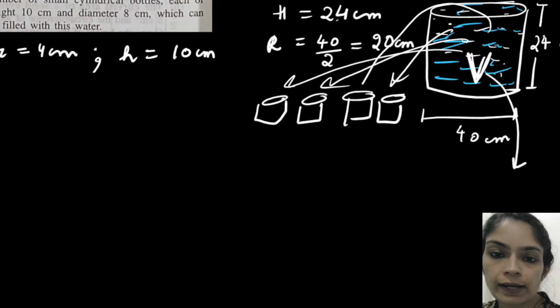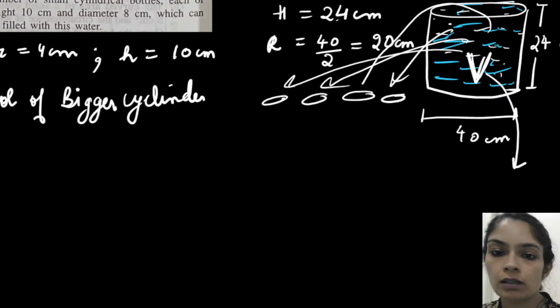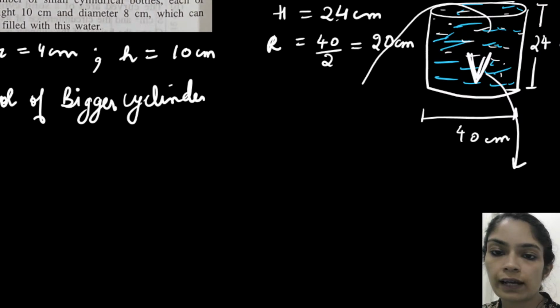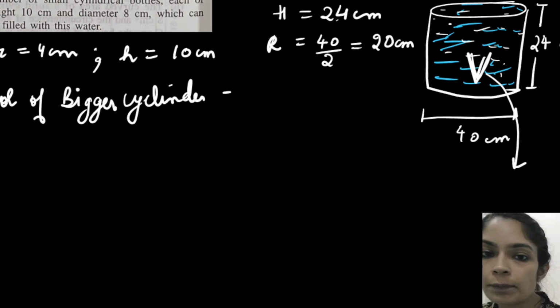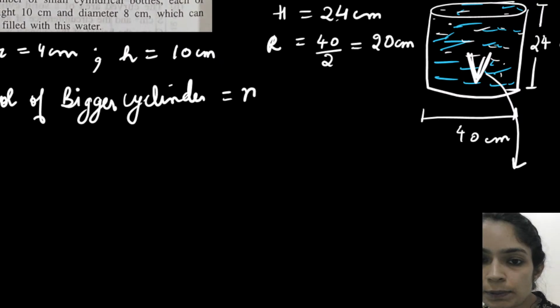So what can you write? Volume of bigger cylinder. So this I'll just clear. For your understanding, you can draw the diagrams like this. Volume of bigger cylinder will not be equal to the volume of one smaller cylinder. It will be equal to, suppose n smaller cylinders are there, n into volume of smaller cylinder.